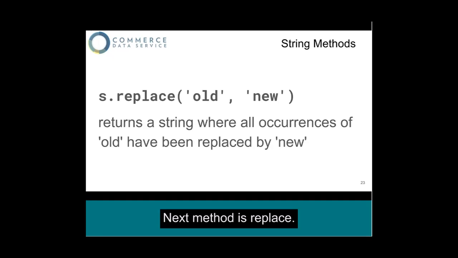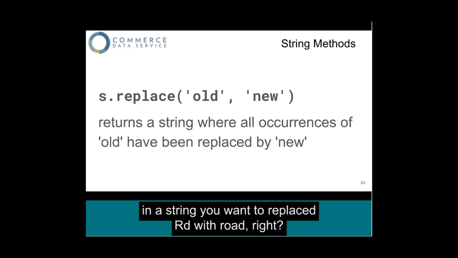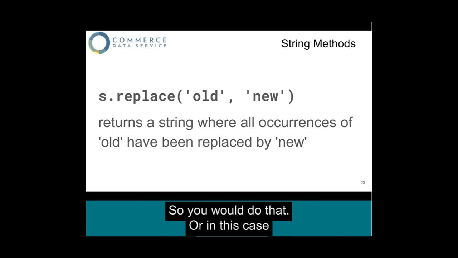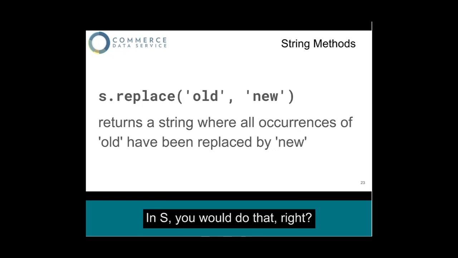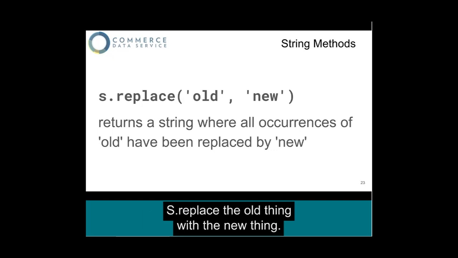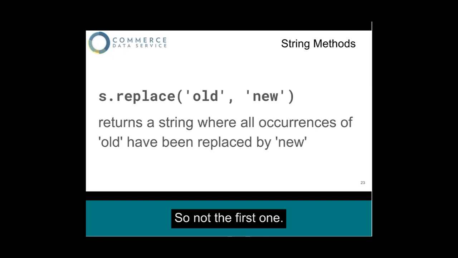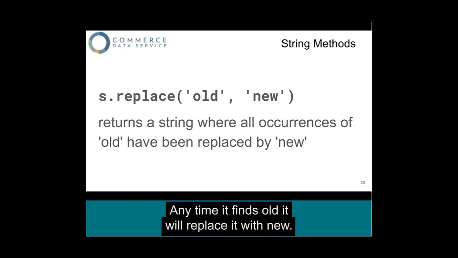Next method is replace. So you want to say, in a string, you want to replace "rd" with "road", right? You would do that. Or in this case, if you want to replace old with new in s, you would do s.replace(old, new), replacing the old thing with the new thing. And it replaces all the occurrences, not just the first one. Anytime it finds old, it will replace it with new.